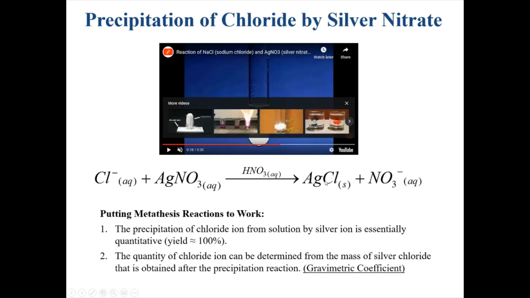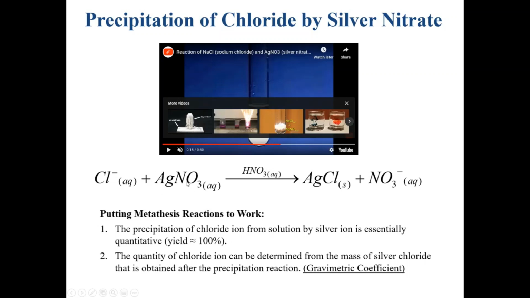Okay, so our product is going to be silver chloride, and we're going to have some NO3 minus left over in solution. Now you'll notice one thing. This is all done in the presence of nitric acid. You'll see in the procedure that we add nitric acid. The reason why we add nitric acid, and this is an important thing to keep in the back of your mind for a quiz, is we have to make sure that there's nothing else in the solution that the silver could react with.